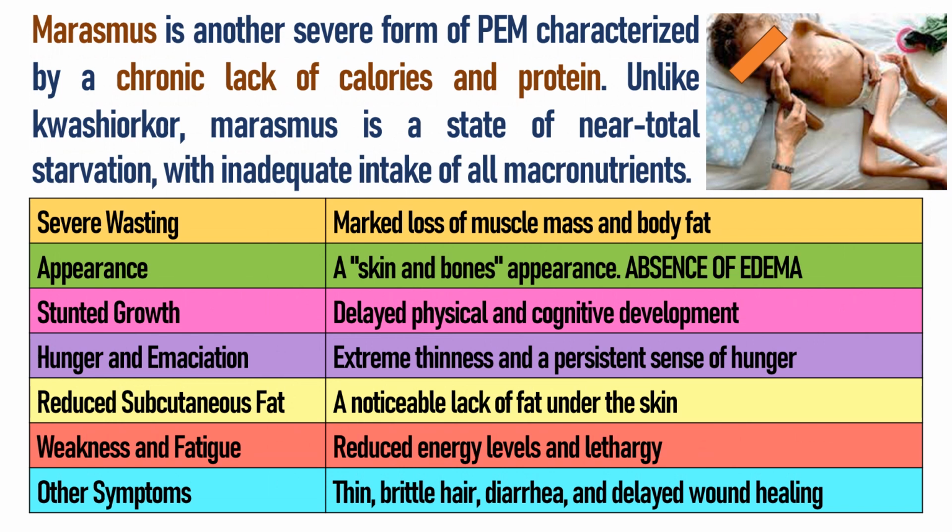Marasmus is another severe form of protein energy malnutrition characterized by a chronic lack of calories and protein. Unlike kwashiorkor, marasmus is a state of near total starvation, with inadequate intake of all macronutrients. The main features of marasmus include severe wasting, skin and bone appearance, but absence of edema, stunted growth, hunger and emaciation, reduced subcutaneous fat, weakness and fatigue, and other symptoms like thin brittle hair, diarrhea, and delayed wound healing.